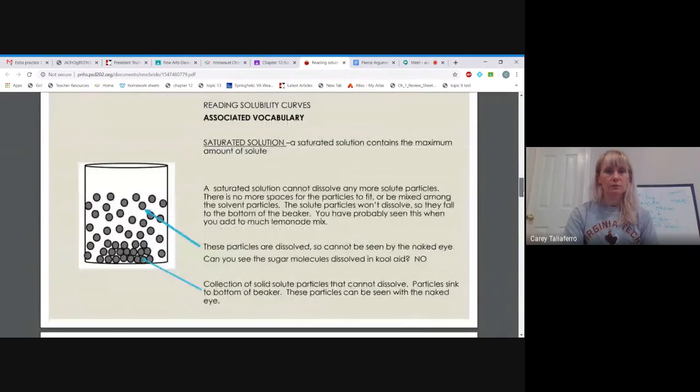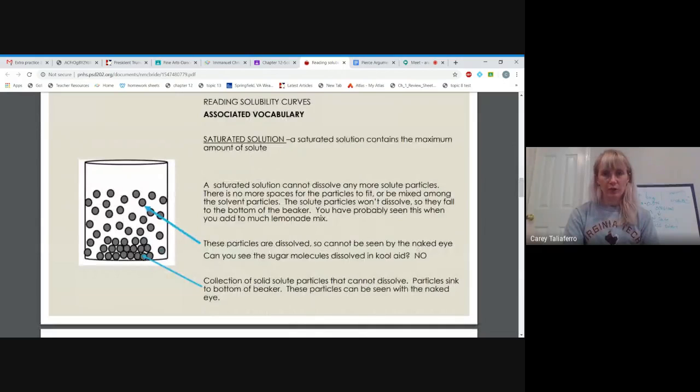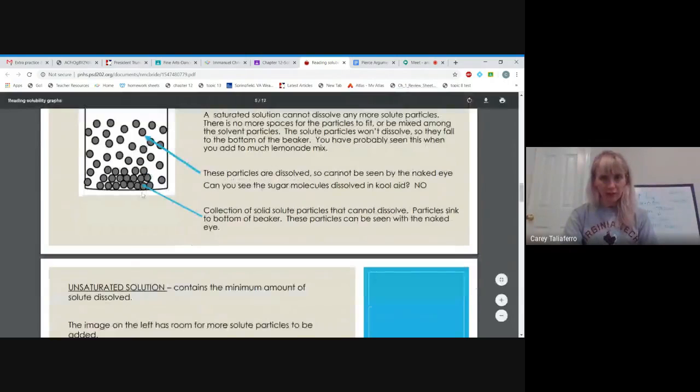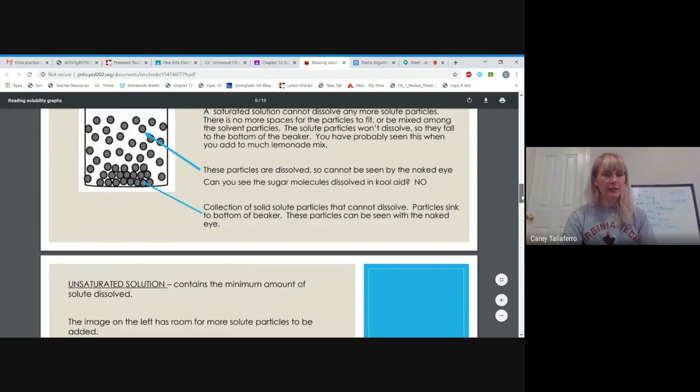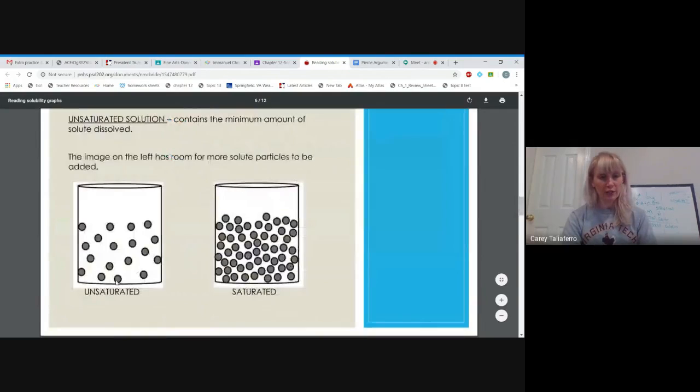All right, now, we just went through these. Maximum saturated, it's got all it can, maximum number. So a saturated solution cannot dissolve any more. There's no more space for it to fit. Now these particles down here are actually collecting because they can't dissolve anymore because the solution's full. Now an unsaturated solution means you can hold more, so there's no collection on the bottom. So here's saturated, just perfect. There's no collection on the bottom. Here's unsaturated, has room for more.